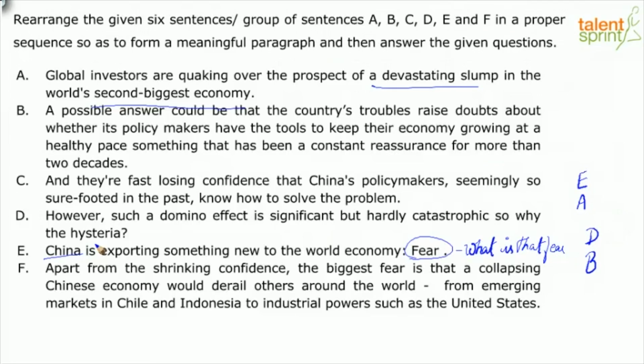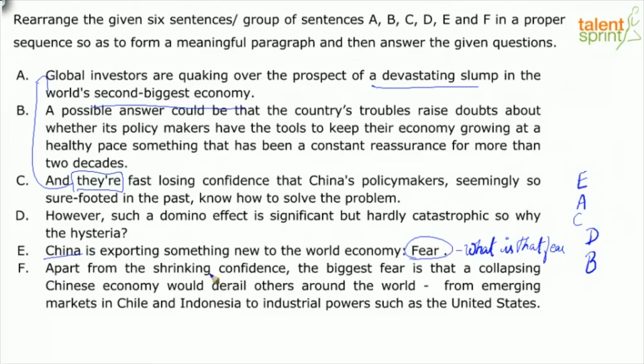We already said that B is answering D, so we're leaving that aside. I have to choose between C and F. C says, and they are fast losing confidence. So who is they referring to? The global investors. This is the fear that they have. And they are fast losing confidence that China's policymakers, seemingly so surefooted in the past, know how to solve the problem. So I know C has to follow A because of the clue they, which is referring to investors. And I'm only left with F.